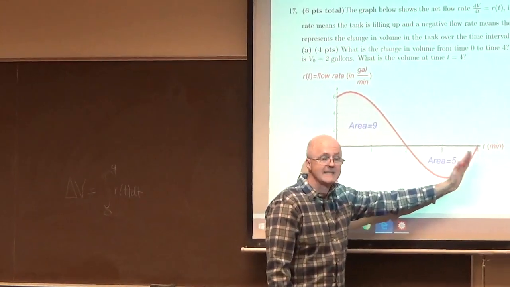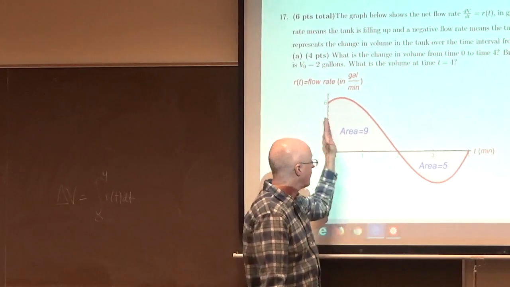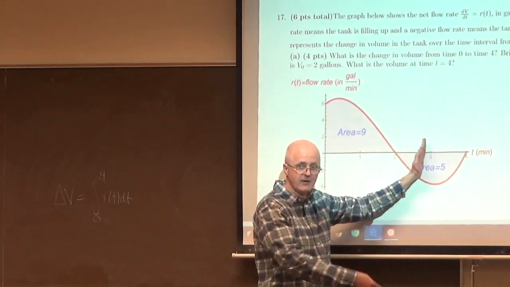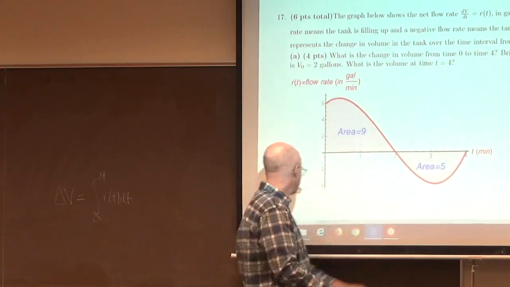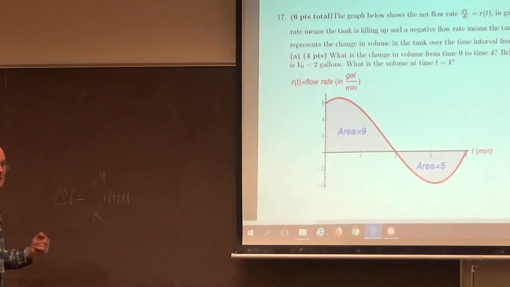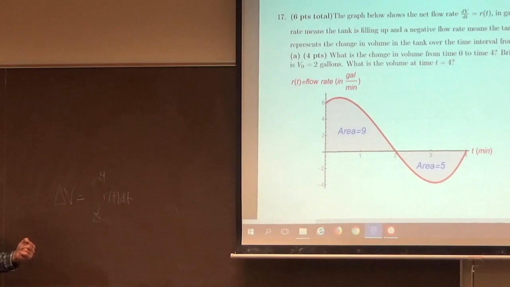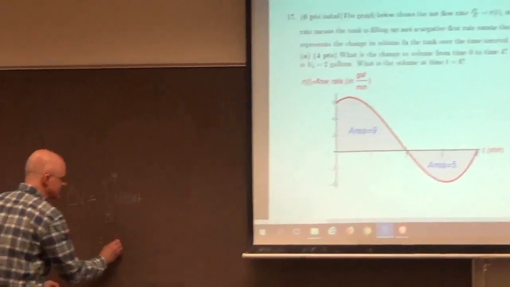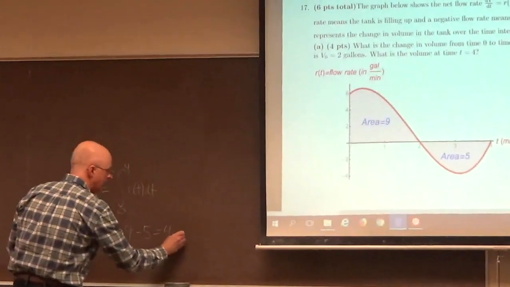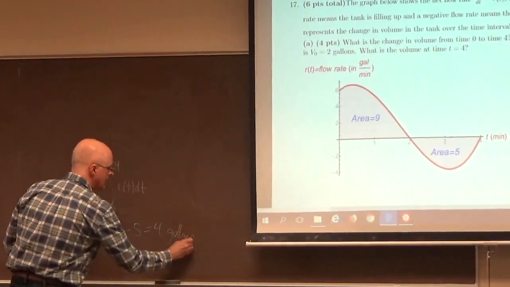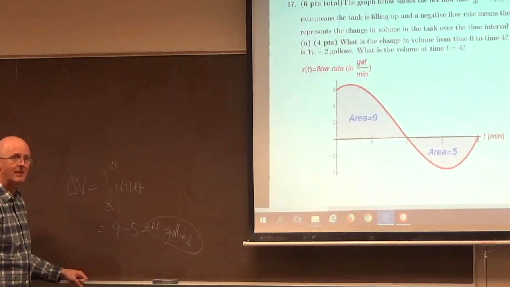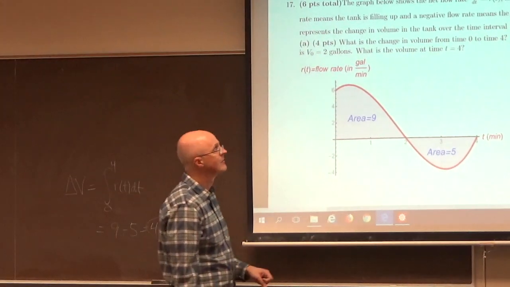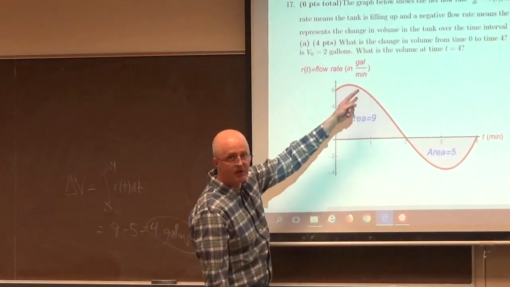The signed area function would increase at first. Then once you get into this region, the signed area function would decrease. The signed area being the integral, being the change in volume. And by the signed area interpretation, the answer is 9 minus 5, 4 gallons. We should subtract. That's the change in volume.